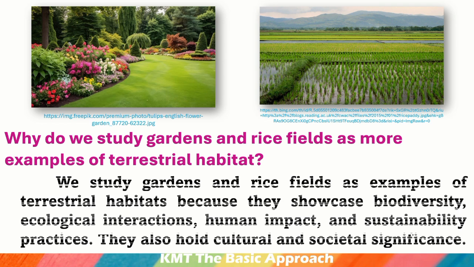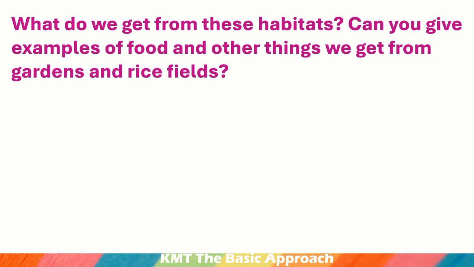Good job! We study gardens and rice fields as examples of terrestrial habitats because they showcase biodiversity, ecological interactions, human impact, and sustainability practices. They also hold cultural and societal significance. What do we get from these habitats? Can you give examples of food and other things we get from gardens and rice fields?